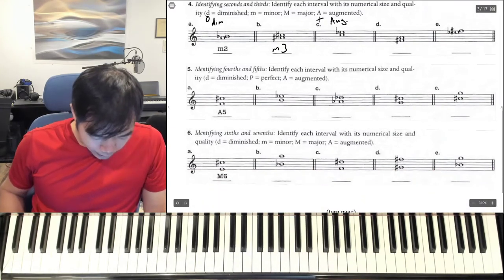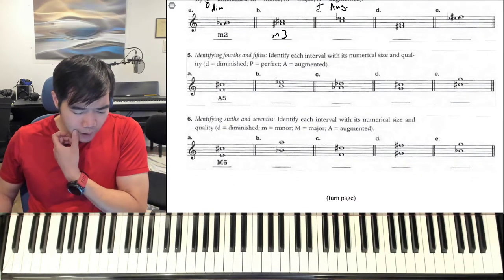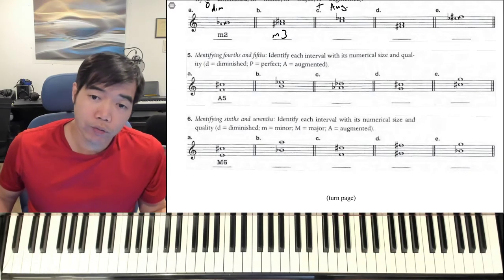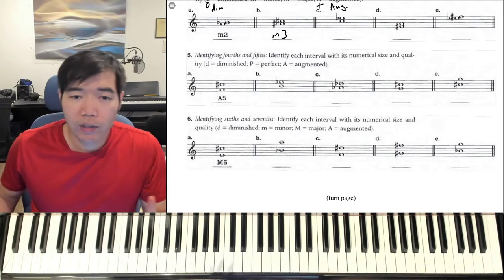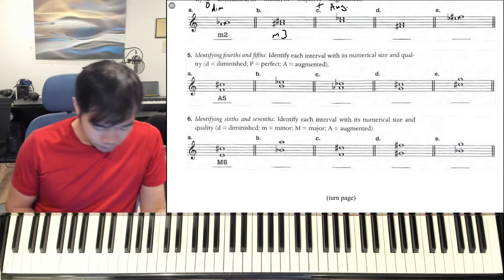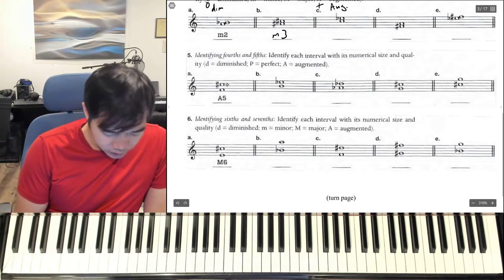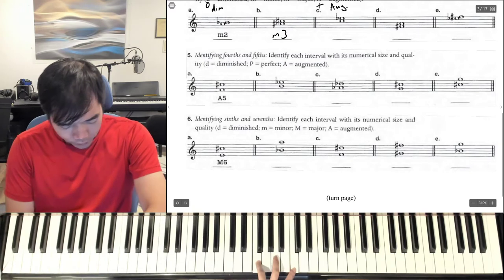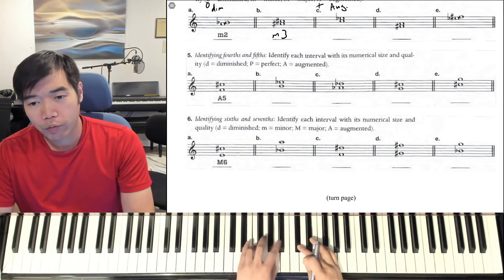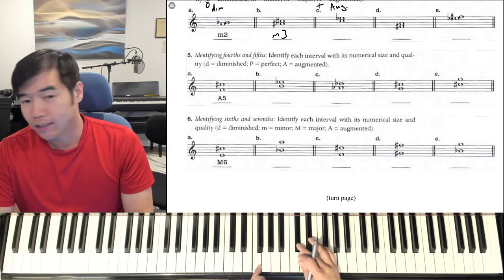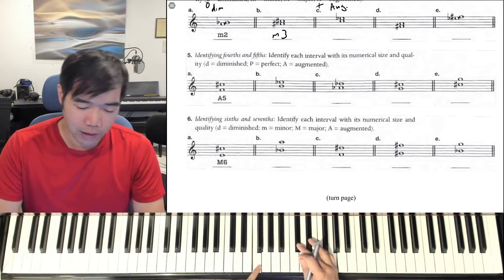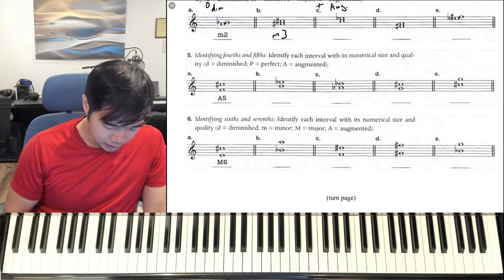Okay. Example number 5, identifying fourths and fifths. We do the same thing here. Remember that the intervals of fourths and fifths can either be perfect, diminished, or augmented. They cannot be minor or major. So in this case, the first example, F to C, that's a fifth, and it's a C sharp. So we count the half steps, 1, 2, 3, 4, 5, 6, 7, 8. That's one more half step larger than a perfect fifth, which has 7 half steps. Therefore, this is augmented, hence the A5.